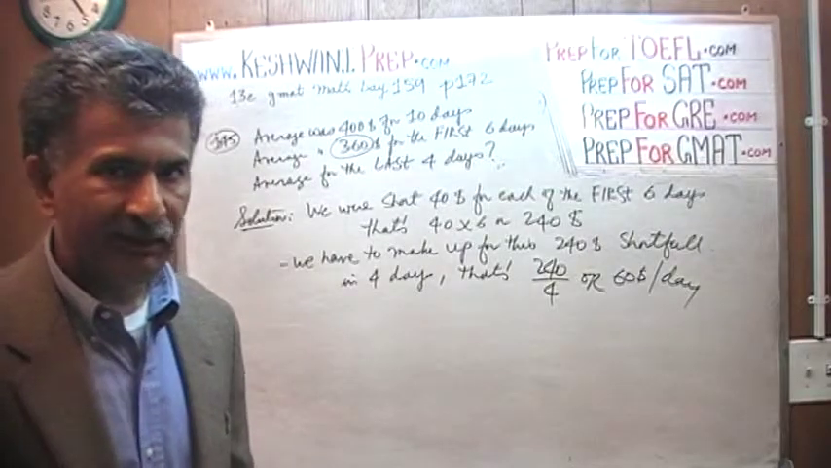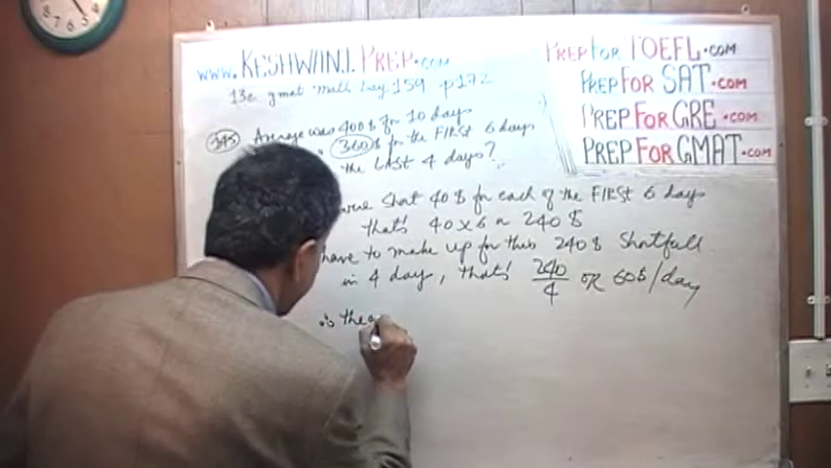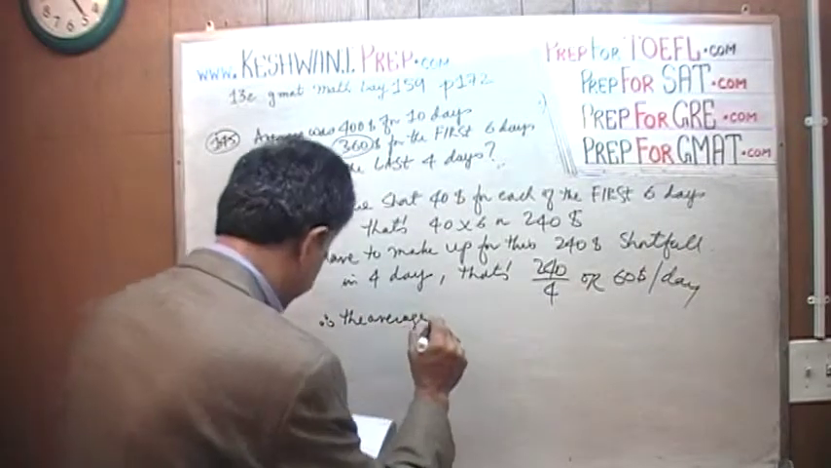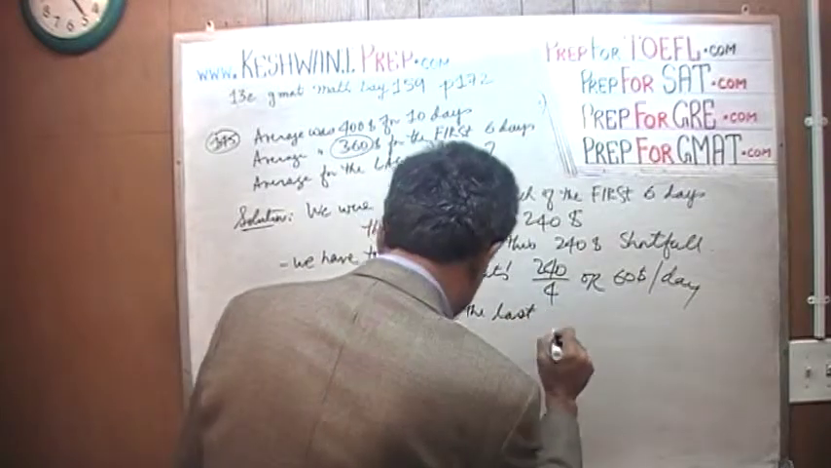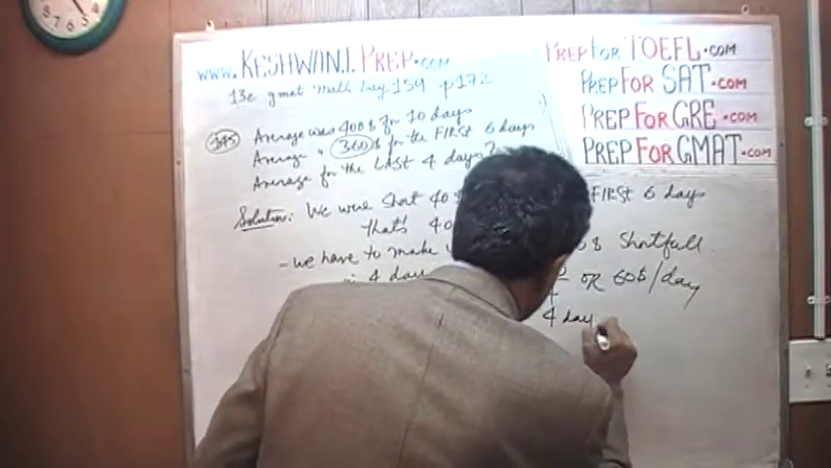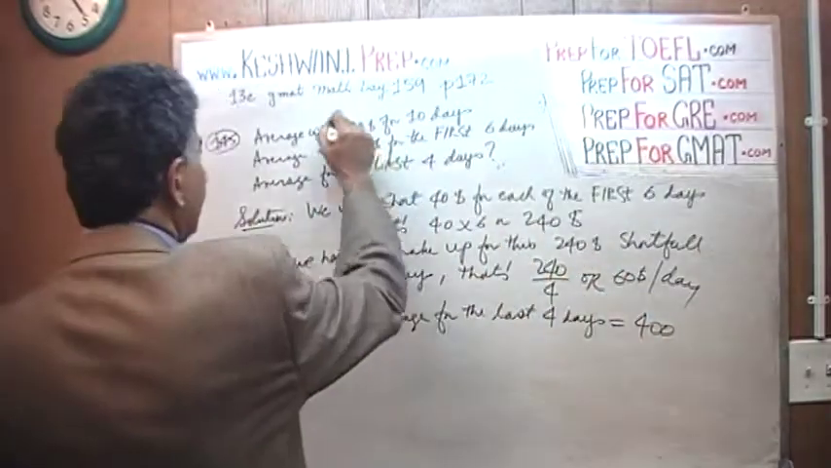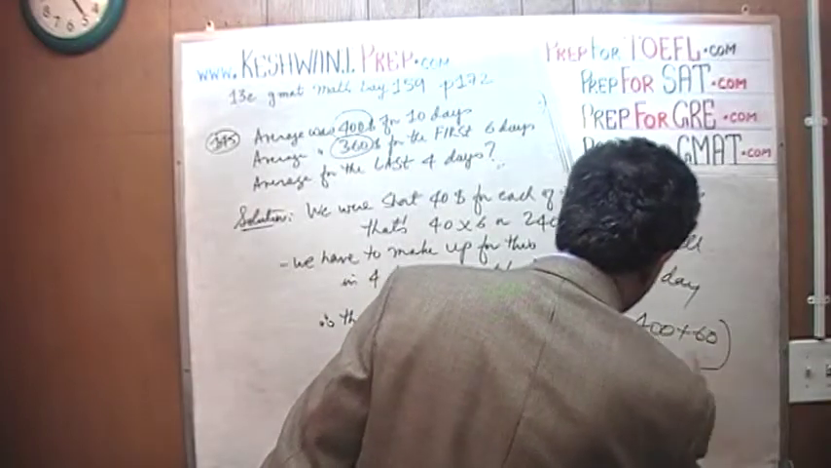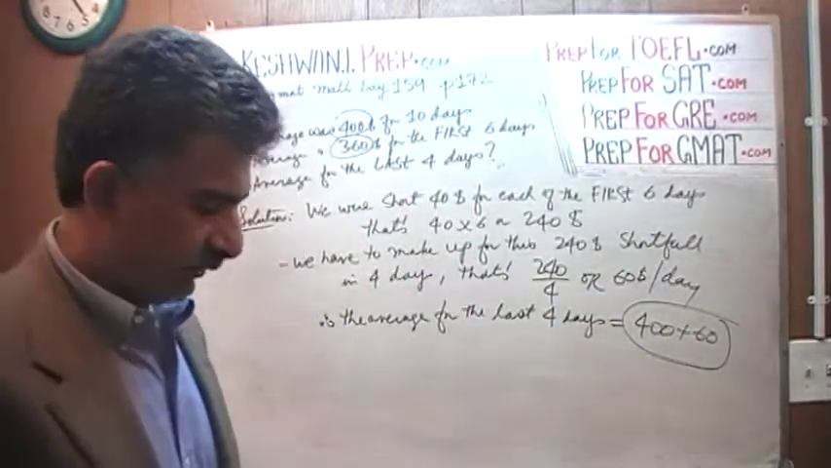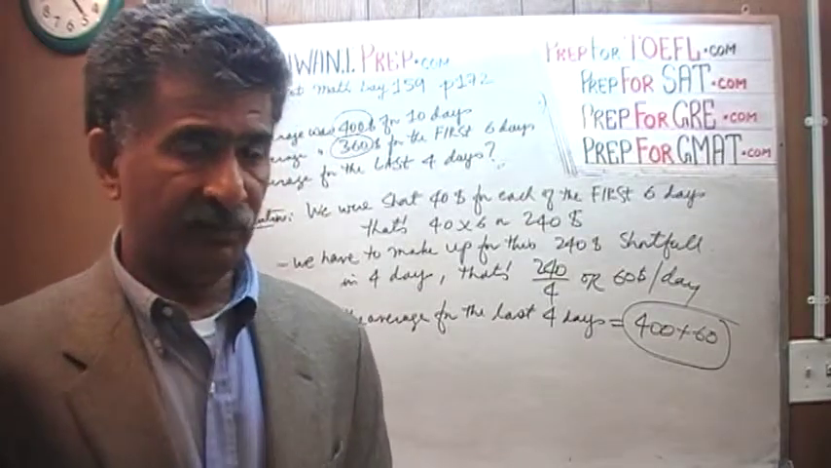So the question is, what does the average need to be in the last 4 days? The answer is very simple. Therefore, the average for the last 4 days needs to be the 400 that we want it to be, plus the shortfall of $60. Voila, 460 is our answer. That's it. The average over the last 4 days has to be 460.